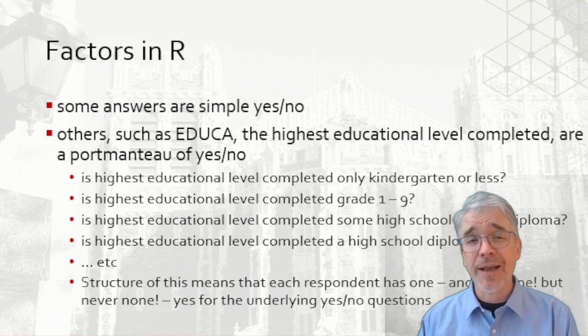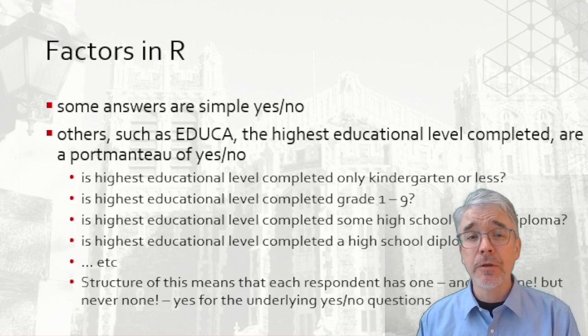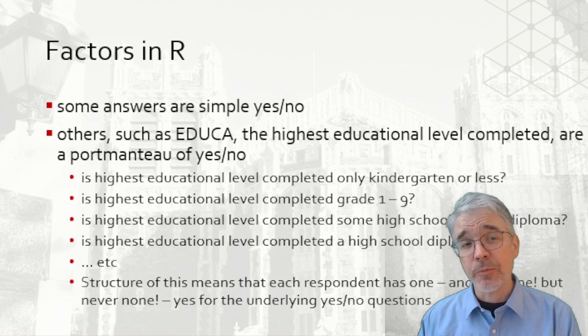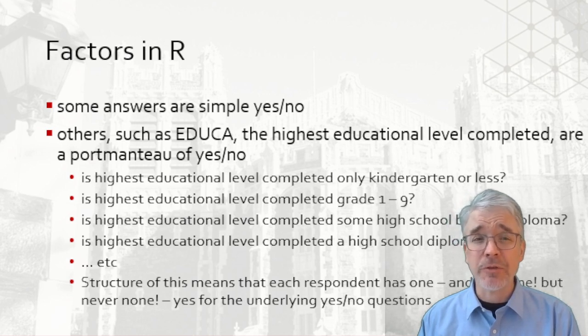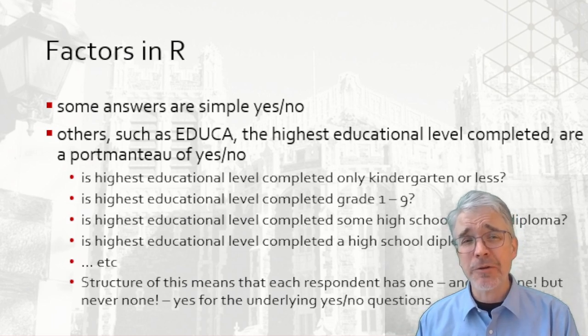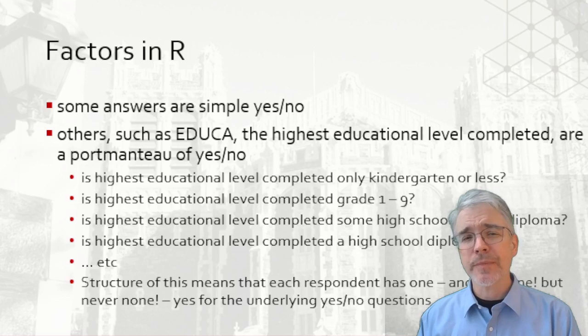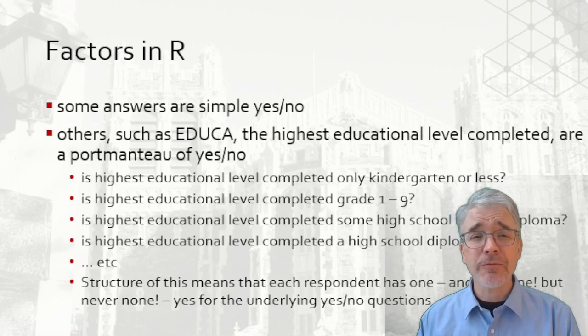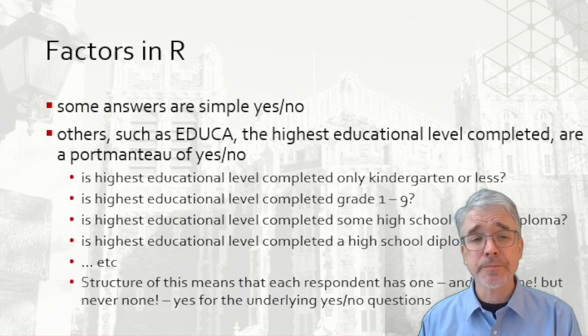Is the person's highest completed educational level only kindergarten or never had school? Is the person's highest completed educational level grade 1 to 9? Then did they get through some high school? Did they end after getting a high school diploma, etc.? When you ask for a summary of Educ A, R helpfully provides labels for all those together. For various cases, we might want to combine some of these together.